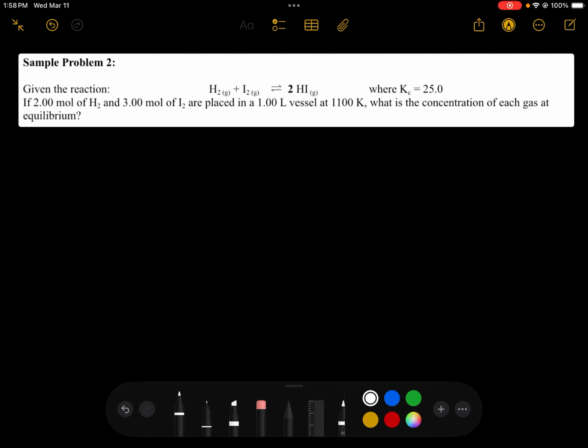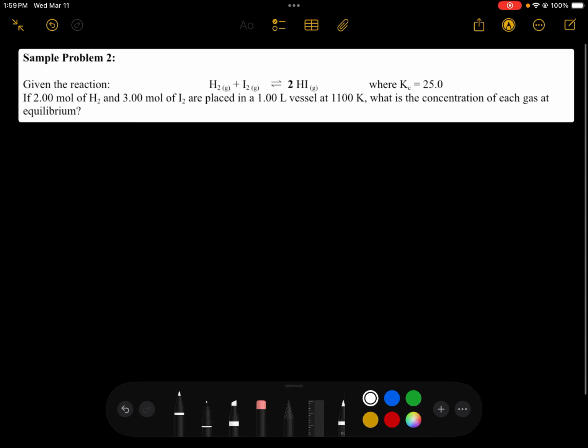So this problem gives us some initial amounts of gases that are placed into a container and asks us for equilibrium concentrations. So we will in fact have to do an ICE table for this. But what it gives us initially is not actually concentration directly. It gives us a molar amount of H2 and a molar amount of I2, which is not the same thing as concentration, but it does tell us that it's in a 1 liter vessel.